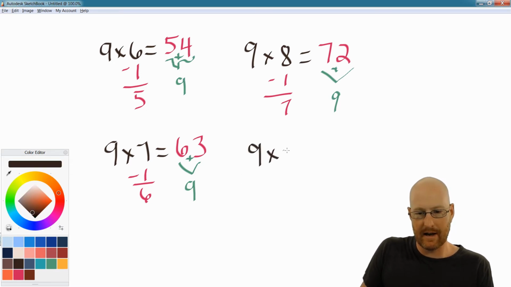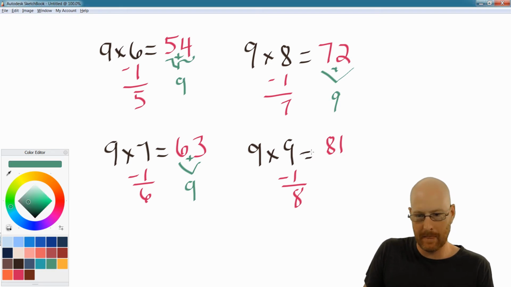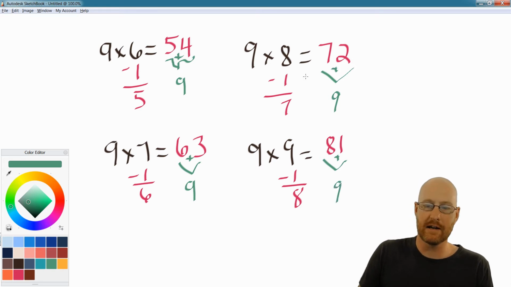Finally, 9 times 9 equals what? Well, the trick still applies. Subtract 1, we get 8. Bring that 8 up. Now 8 plus 1 equals 9. Pretty easy one. And we can check that out by adding 8 plus 1, and that equals 9.